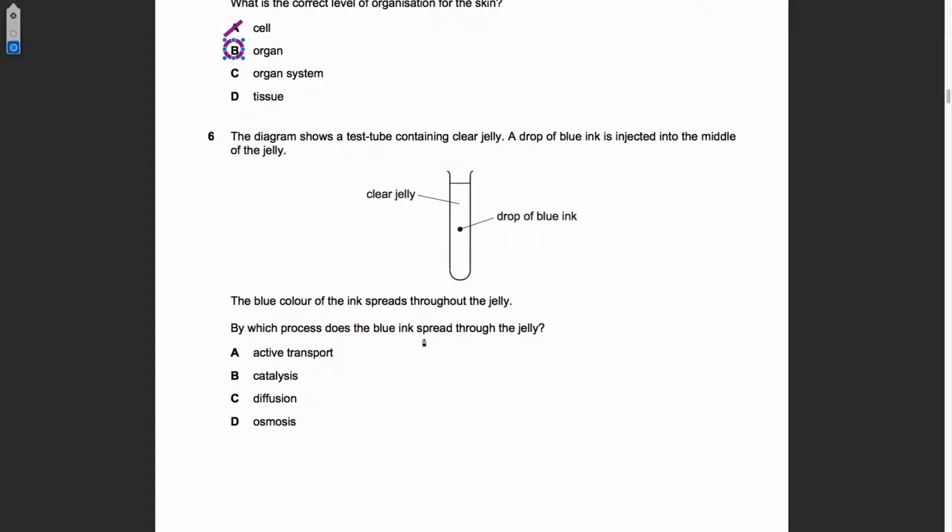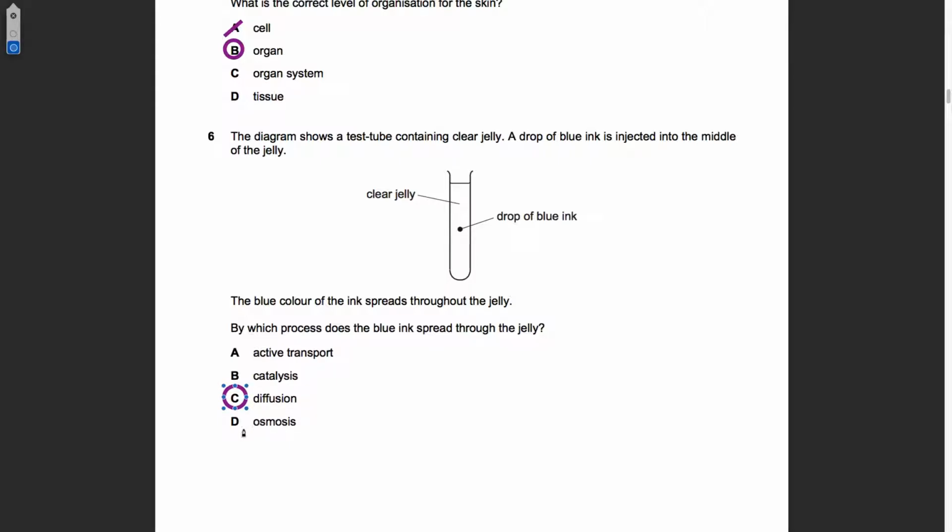The diagram shows a test tube containing clear jelly. A drop of blue ink is injected into the middle of the jelly. And there we have a picture just to help us visualize that. It says the blue colour of the ink spreads throughout the jelly. By what process does the blue ink spread through the jelly? Now, the ink, the coloured pigment, it's going to move from where it's more concentrated to where it's less concentrated. And that process is known as diffusion.